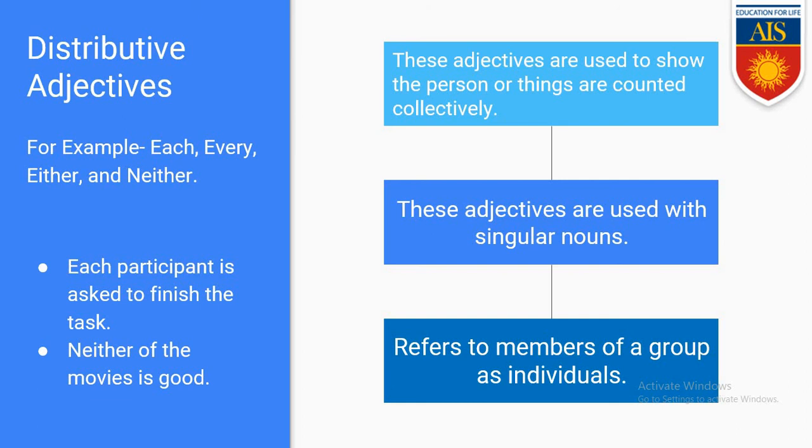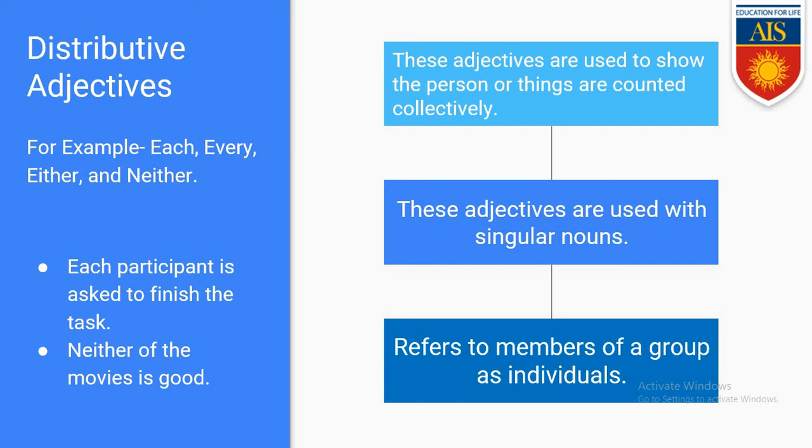So in the example you see there are 4 distributive adjectives: each, every, either and neither. So these 4 are distributive adjectives. Each participant is asked to finish the task. So there are many participants, but each of them is asked to do the same thing. So in this sentence, each is the distributive adjective which is saying something about a member of the group as individual.